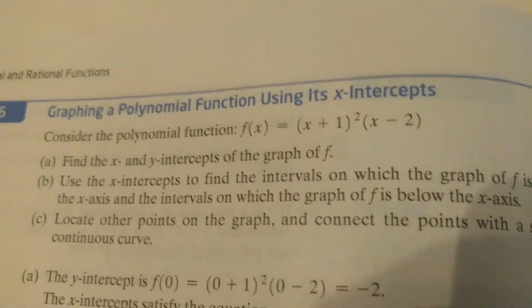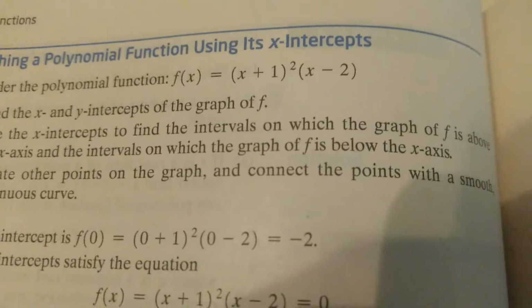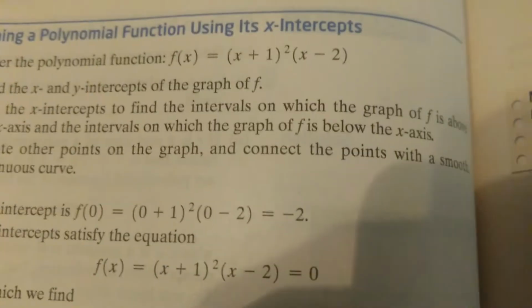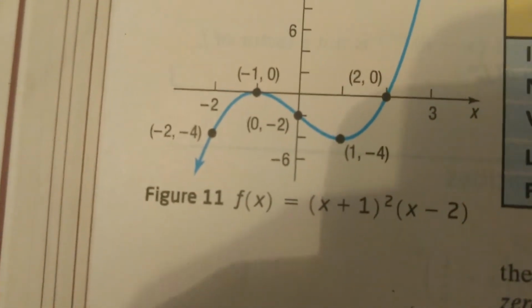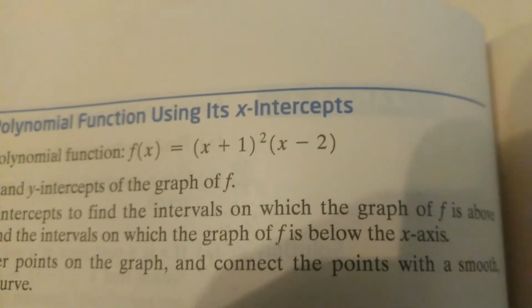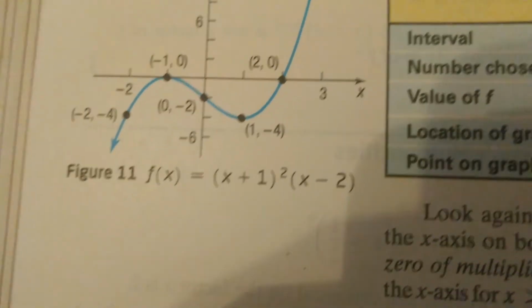Again, we set those factors equal to 0. X plus 1 equals 0 gives us negative 1. It's an even power, so it just goes up, touches, and turns around. X minus 2, we set it equal to 0, we get 2. And in terms of this one, it's an odd power, so it passes through.